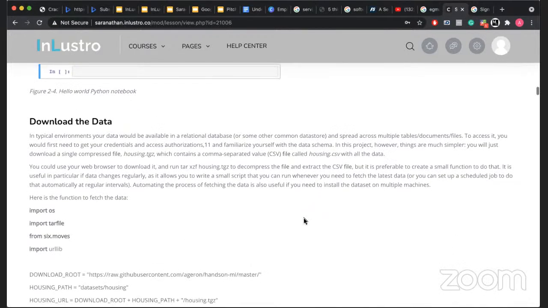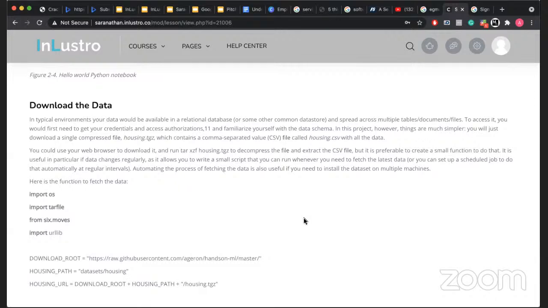Generally, in a typical environment, your data needs to be available in a relational database or across multiple tables, documents, and files. You first need to get your credentials and access authorizations and familiarize yourself with the data schema. But in this project, things are much simpler. What you need to do is download a compressed file called housing.tgz, which contains a comma-separated CSV file called housing.csv with all the data.